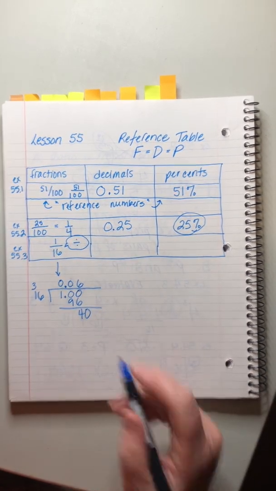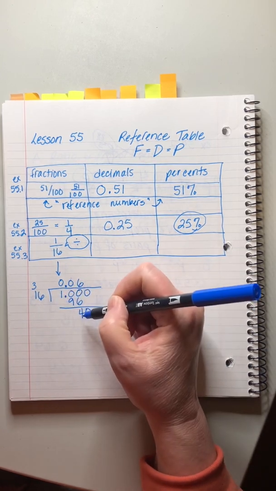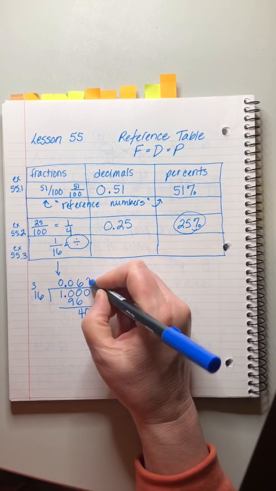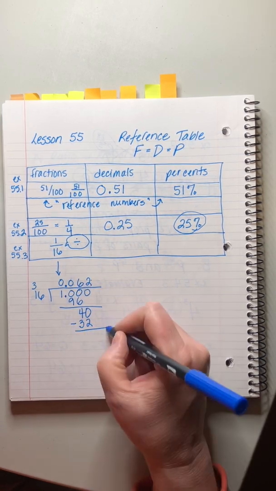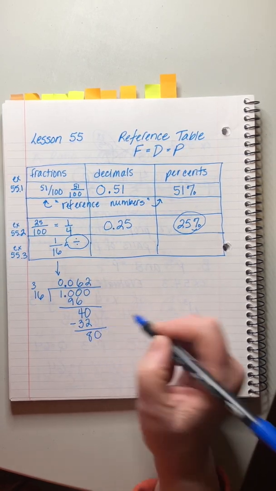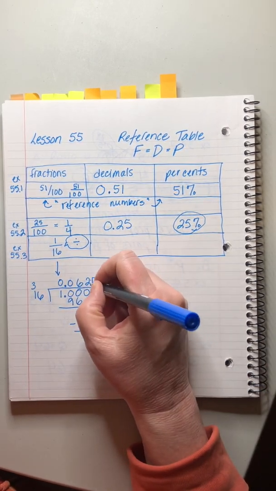I subtract and bring down another 0. 16 goes into 40 twice, and that's 32, right? We subtract and we bring down. And finally, we have something that 16 goes into perfectly. It's 5.